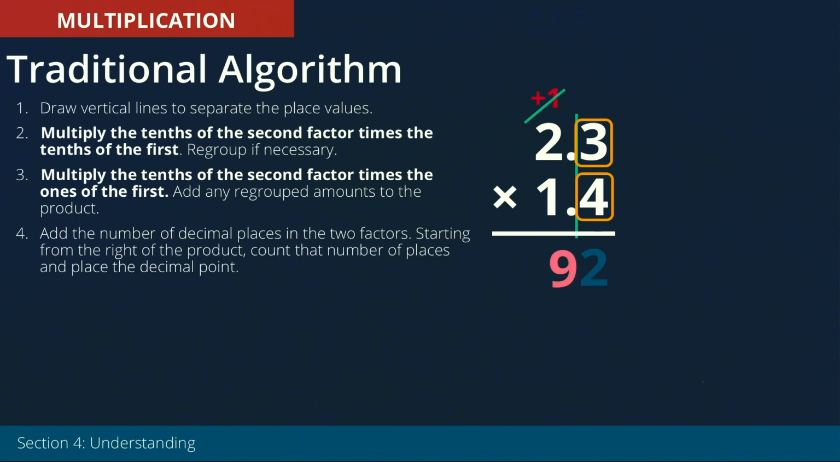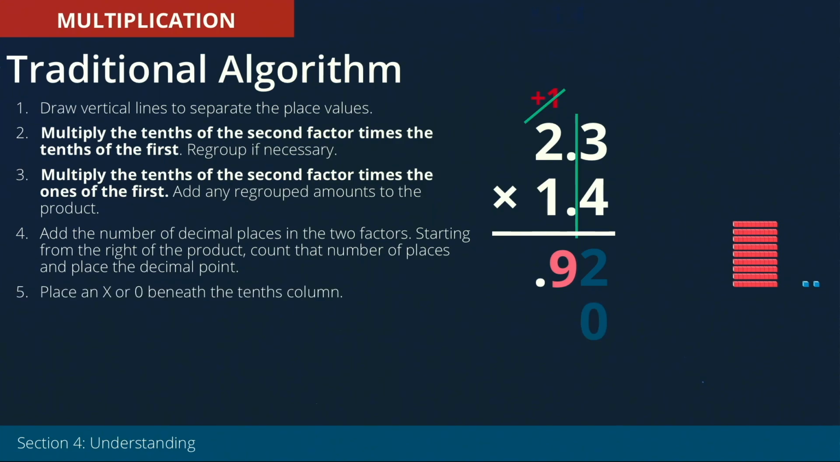9/10. Now the next thing I'm going to do is add the number of decimal places in the two factors, starting from the right of the product, and I'm going to count that number of places and place in the decimal point. So I'll go ahead and put in my decimal point there. And if I wanted to show this 92 hundredths, I could do that with my base 10 blocks.